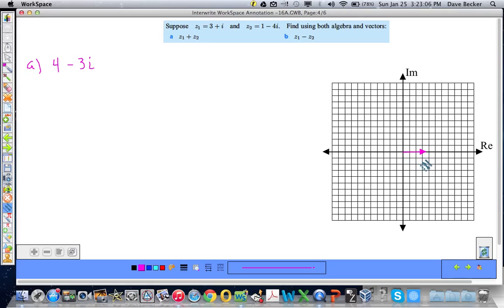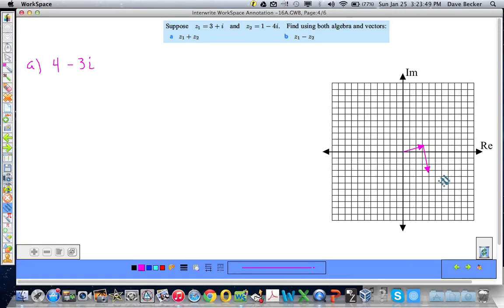Okay, so 3 plus i starts here at the origin, over 3 and up 1 on the imaginary axis, and there we go. I didn't quite hit the point. Now I'm going to go to the right 1 and down 4 for z sub 2. Over 1, down 1, 2, 3, 4.